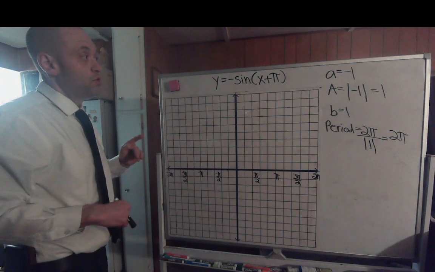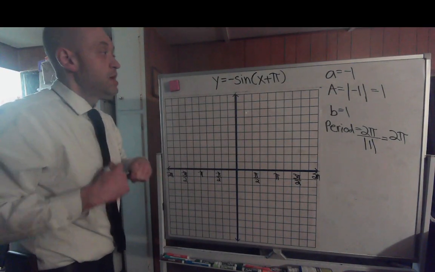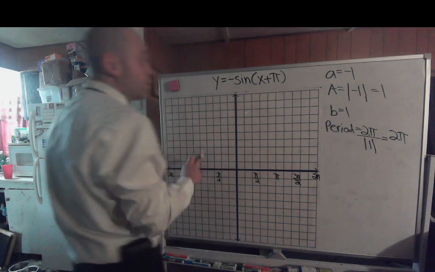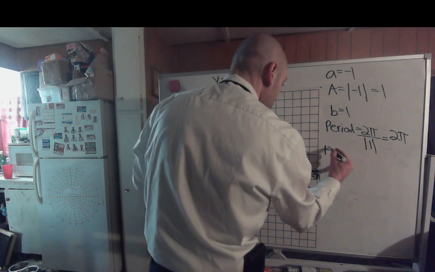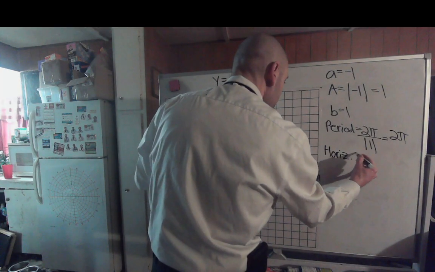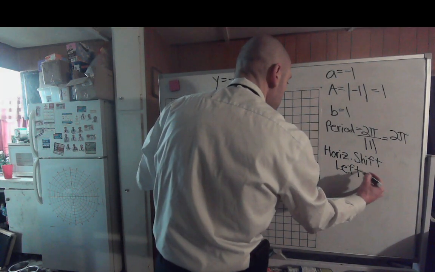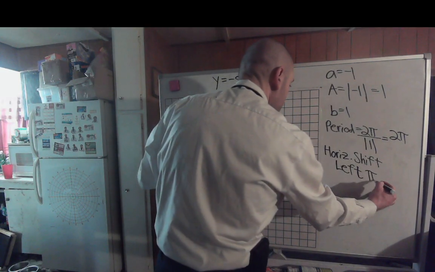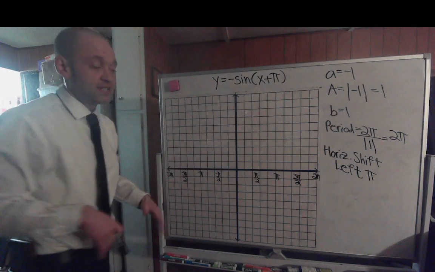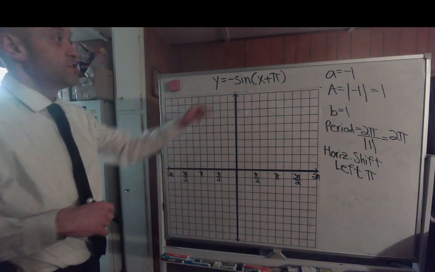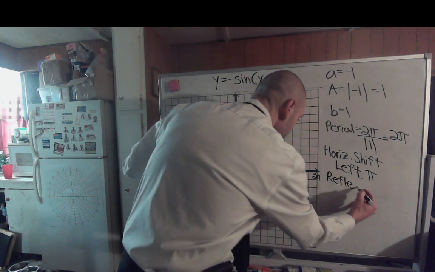Okay. But look at your parentheses. You have x plus h, right? So that means you have a horizontal shift to the left pi units. So we are actually going to go to the left by pi. And you don't have a plus or minus outside the parentheses, so there's no vertical shift. Now notice that a is negative. We have a reflection in the x-axis. That's good information to notate.